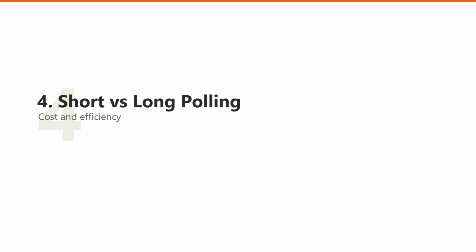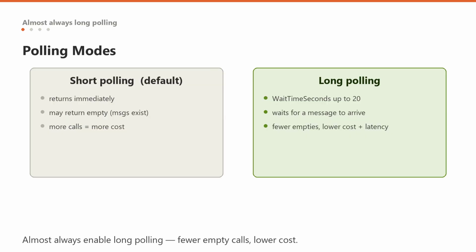Concept 4: Short versus long polling. This one is about cost and efficiency, and it's an easy way to sound experienced. When you call receive message, SQS can respond two ways. Short polling, the default, samples a subset of servers and returns immediately, even if that means returning nothing while messages actually exist elsewhere. That wastes empty requests and money.